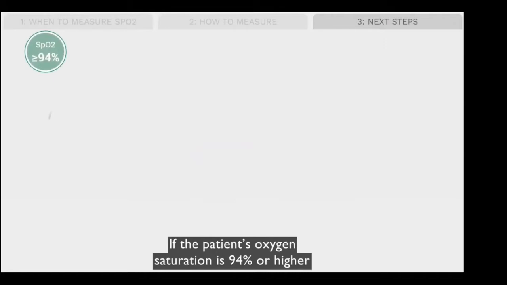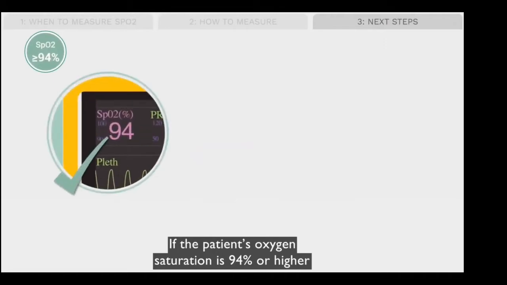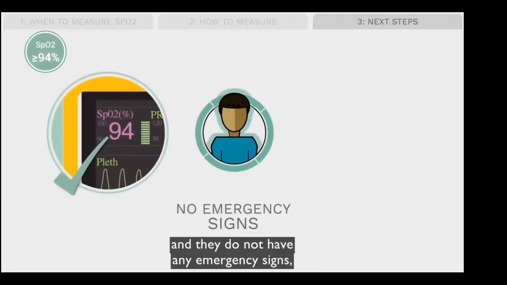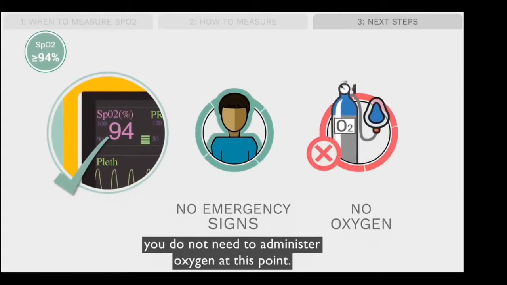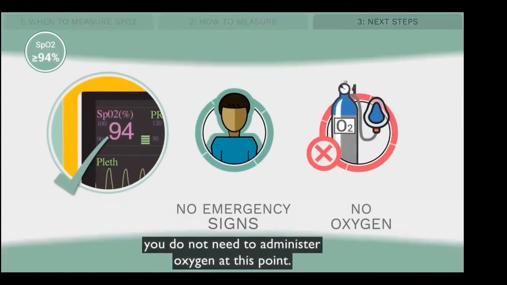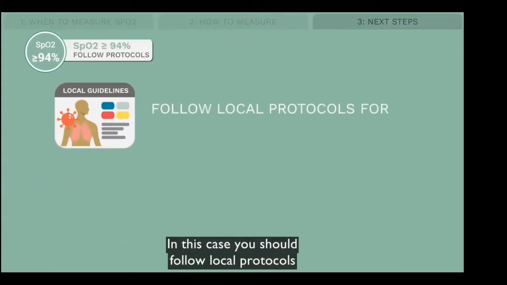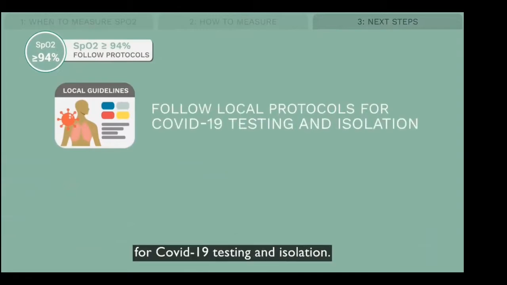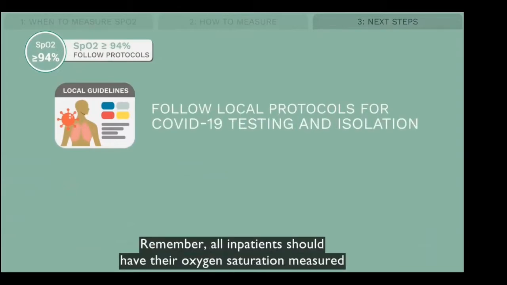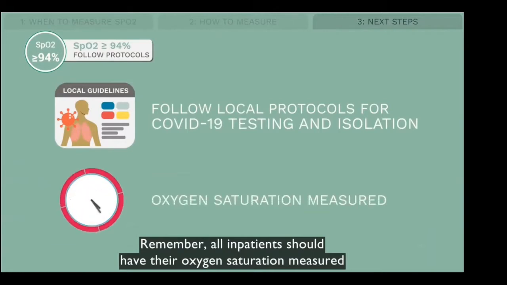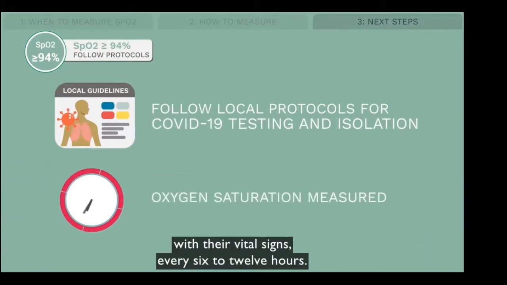If the patient's oxygen saturation is 94% or higher, and they do not have any emergency signs, you do not need to administer oxygen at this point. In this case, you should follow local protocols for COVID-19 testing and isolation. Remember, all inpatients should have their oxygen saturation measured with their vital signs every 6 to 12 hours.